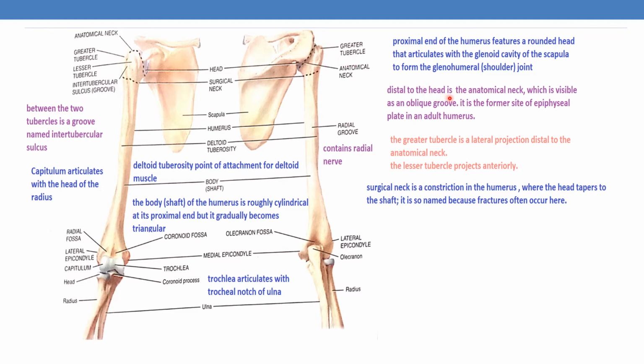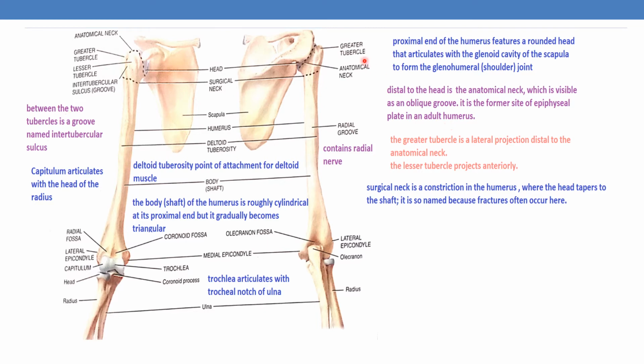And distal to the head is the anatomical neck. This is the anatomical neck, the black line here. Distal to the head is the anatomical neck, which is visible as an oblique groove. It is the former site of the epiphyseal plate in an adult humerus.